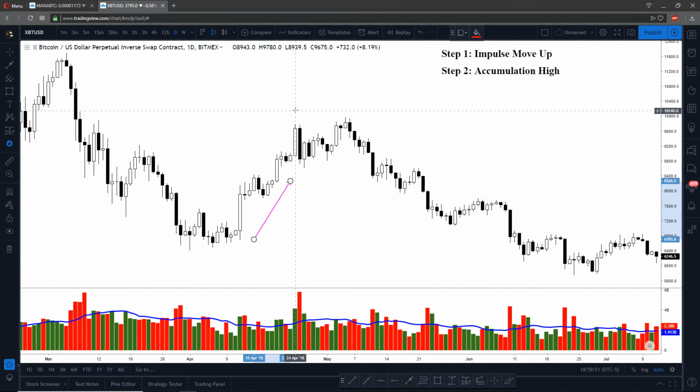So here we have the start of an accumulation high. We have an up fractal here. The high has to be higher than the 2 candles before it and the 2 candles after it. So we have this high here is higher than this candle and this candle and this candle and this candle. That becomes your accumulation high.